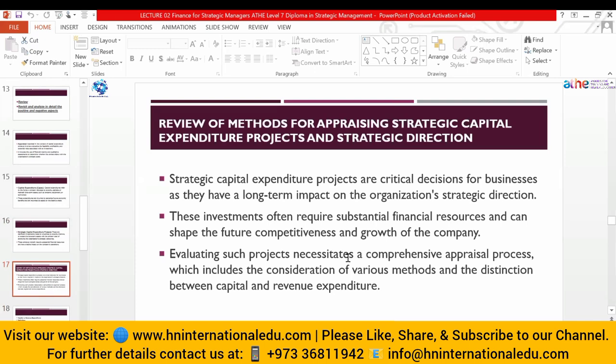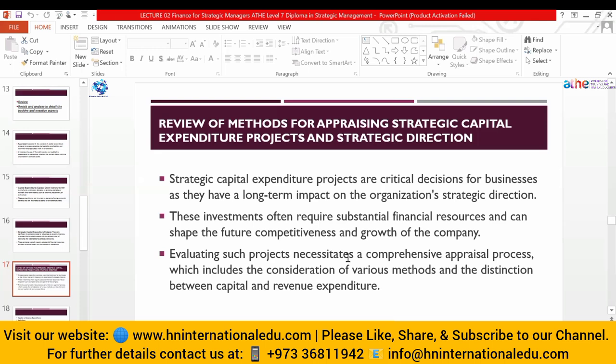Strategic capital expenditure projects are critical decisions for businesses as they have a long-term impact on the organization's strategic direction. Because everything is parallel to each other, if you take one step wrong, it will affect the whole organization and the mechanism. These investments often require substantial financial resources and can shape the future competitiveness and growth of the company. Because the resources are not easy to obtain when it comes to finance. It is so difficult. Even if you're raising money, or going for sale and purchase purposes, it has a whole connection with the company, with the people, the employers, conditions, suppliers, everyone.